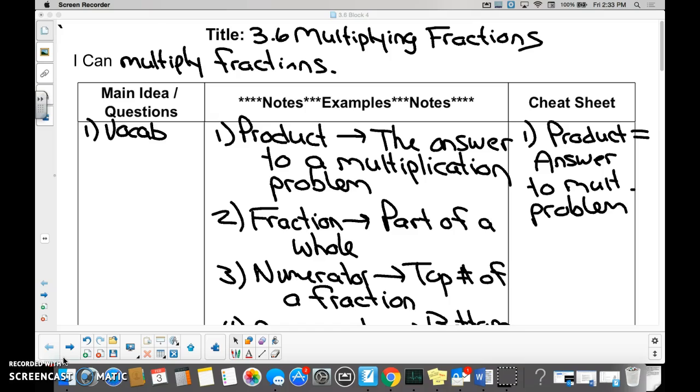When you add and subtract fractions, you have to have a common denominator, right? When you're multiplying fractions, you don't have to have a common denominator. So you can skip that whole step of finding a common denominator, right? Yeah. That is so awesome.